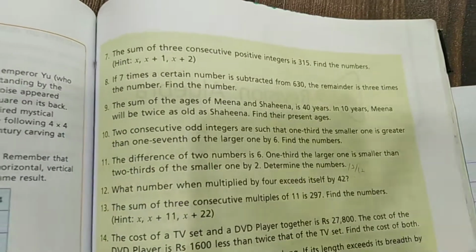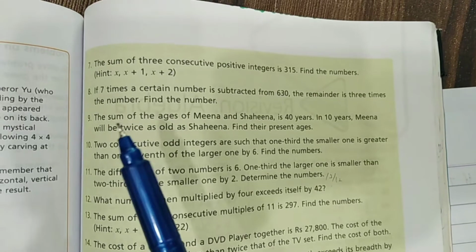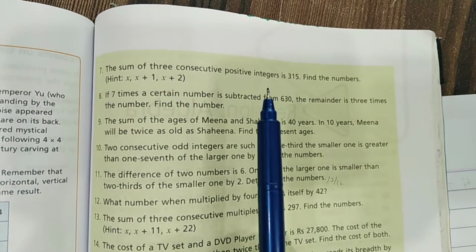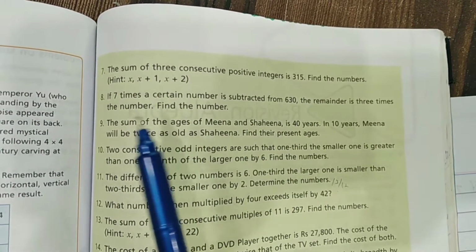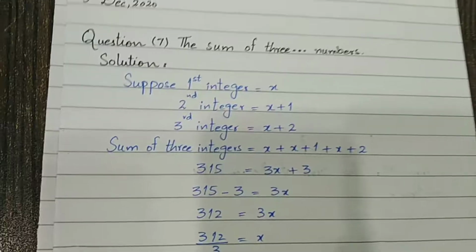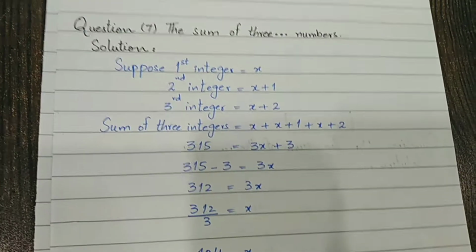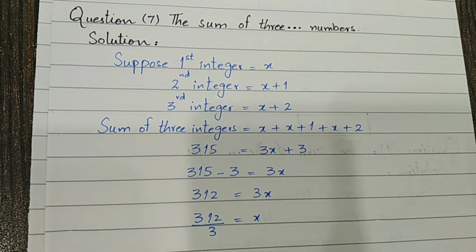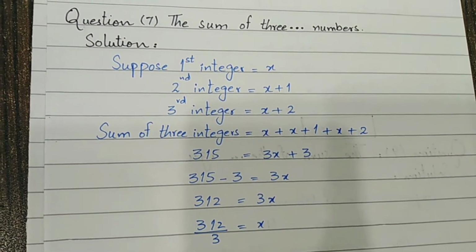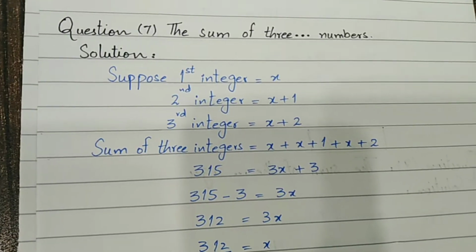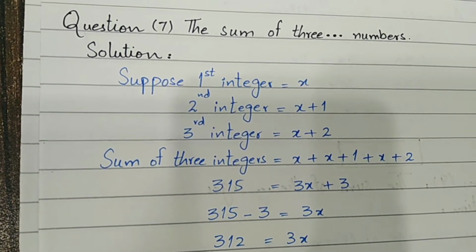So the question number 7 is, the sum of three consecutive positive integers is 315. Find the numbers. Consecutive numbers means if the number is 1, then the second one is 2 and the third one is 3. Three consecutive numbers. But in the question they said three consecutive positive integers.